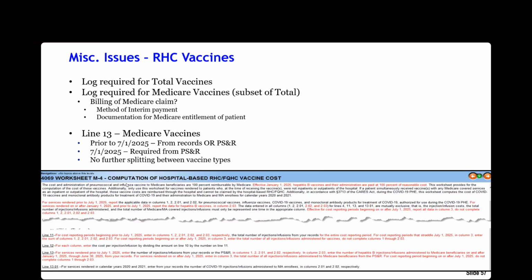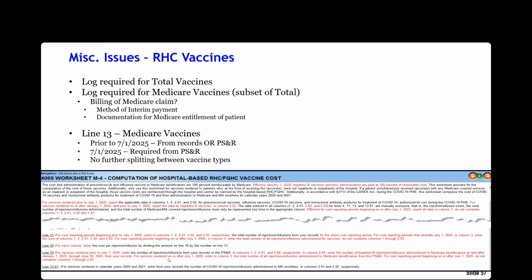If you go to line 13, which is where Medicare is reported, they made a change July 1st, 2025, and there was actually a MedLearn Matters article on this. Before, it said from your records or the PSNR. So your records would be the log or the PSNR. You could bill it, and it'd be in the PSNR. On or after July 1, 2025, cost report periods beginning at that point.